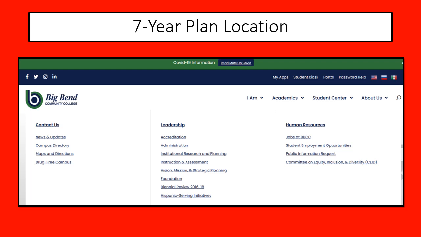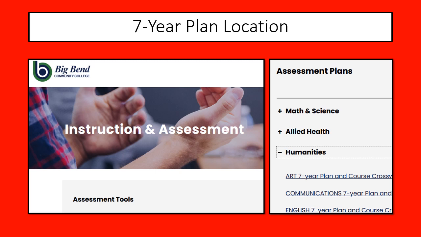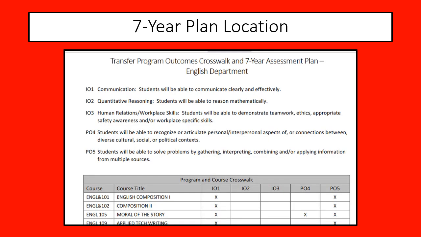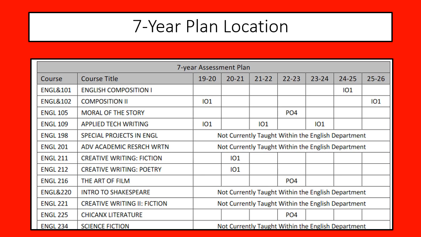To follow along, you can find your 7-year plan if you go to the homepage of Big Ben under About Us and then under Instruction and Assessment. From there, you'll be taken to Instruction and Assessment, and you'll scroll down until you find your assessment plan. It'll look something like this, and if you scroll down, it'll look like this.